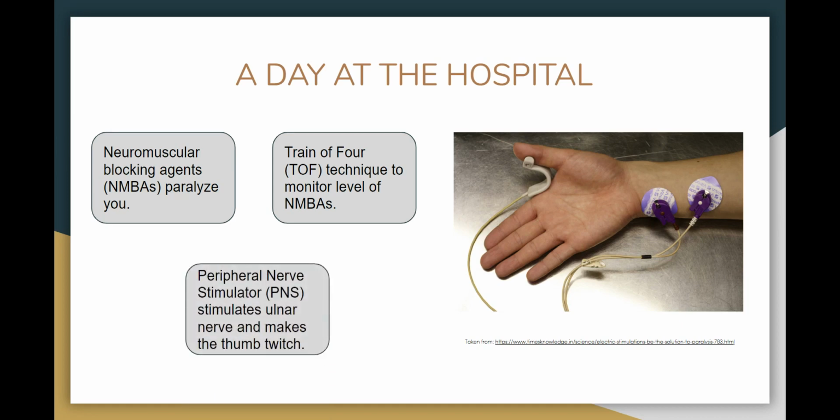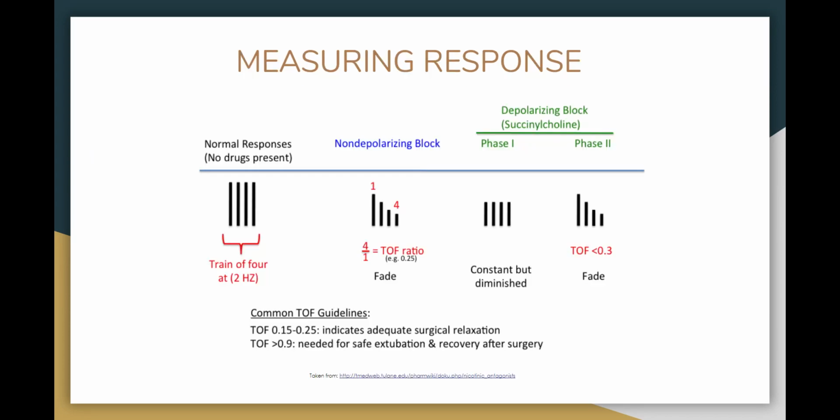Train of four monitoring involves the use of a peripheral nerve stimulator which provides a train of four electrical impulses to the ulnar nerve of the arm. This is done via two electrodes that are placed in the arm, as shown in the picture. The impulses make the thumb twitch. So let's look at the measuring response.